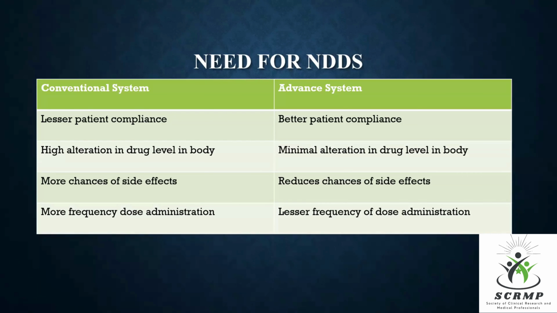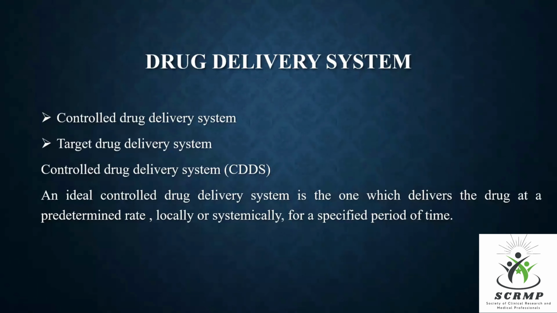Drug delivery systems are basically of two types: controlled drug delivery system and targeted drug delivery system. An ideal controlled drug delivery system is one which delivers the drug at a predetermined rate, locally or systemically, for a specified period of time. The controlled drug delivery system avoids repeated administration, overcoming non-compliance, and also helps to increase the therapeutic value by reducing toxicity and increasing bioavailability.